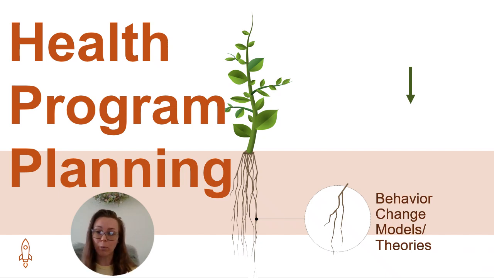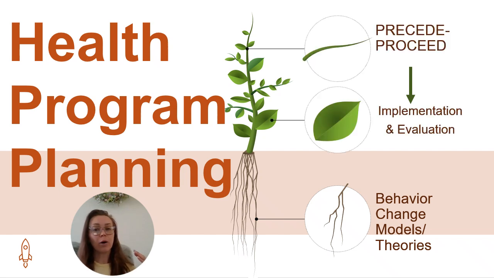The transtheoretical model, or the stages of change, we have here. The social cognitive theory we have here as well. So that's the behavior change theory, and it also grounds our health program plan, which you can also interpret with this imagery here.